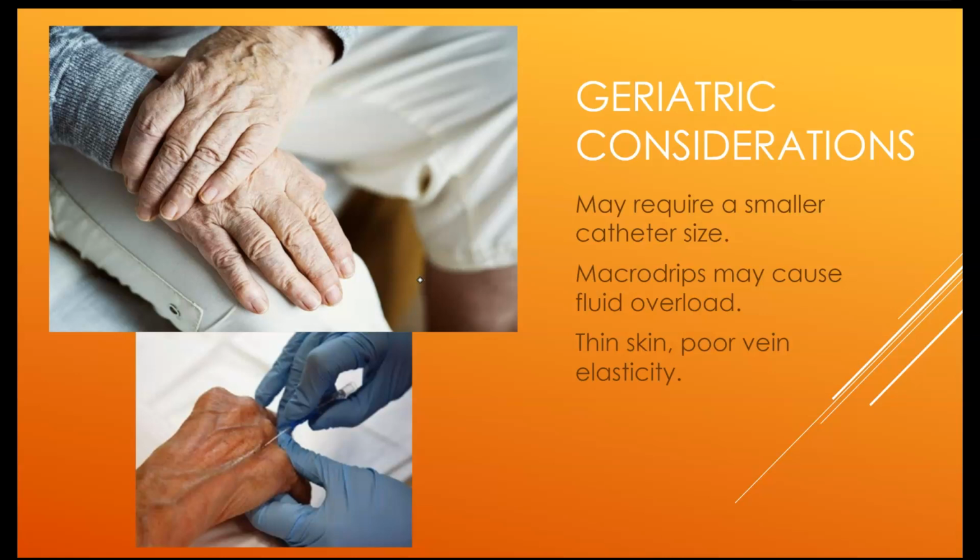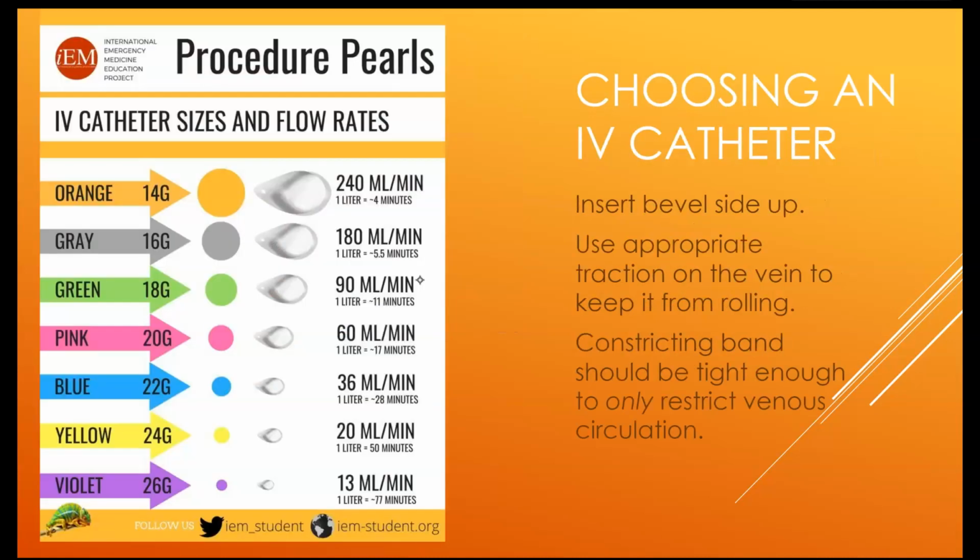And also, if you're going to do something like a KVO with an elderly person, I would recommend using a micro drip because macro drips can run away from you. We call it a runaway IV bag, where you're giving them more fluid than you really wanted to. And then you can cause pulmonary edema and other issues.